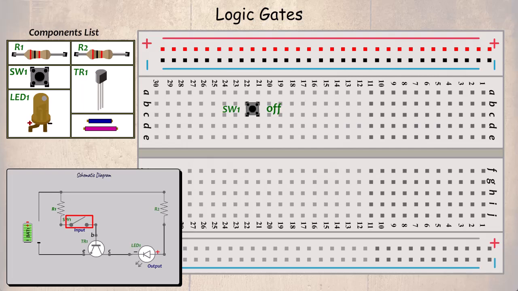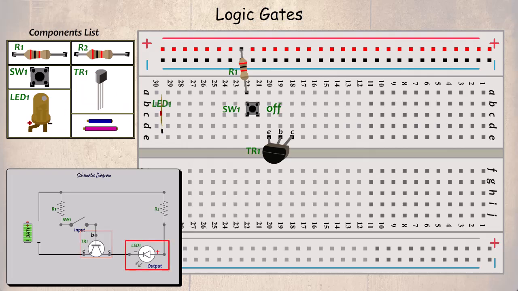This can be found on row 22 and 21. When the switch is on, then row 22 is connected to row 21, as shown. R1 is connected to the positive terminal on one side of the switch, row 22. Again, the transistor could be positioned anywhere, but we have chosen row 20, 19 and 18.